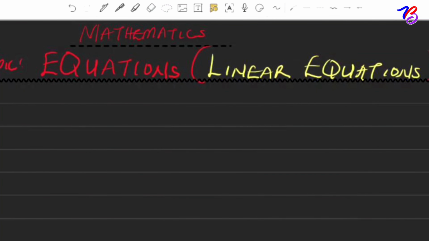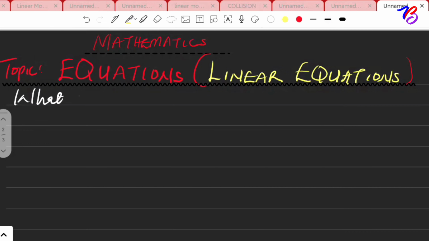This video will break down the concept of simultaneous linear equations in a simple, easy to understand way. By the end of this video, you will know how to solve these equations step by step. Okay? So let's dive right in.